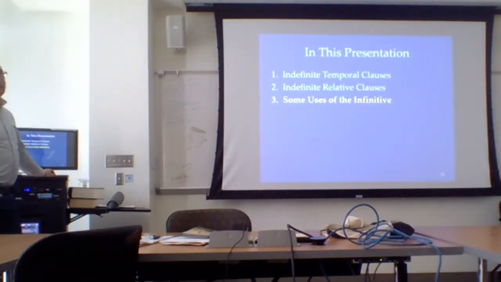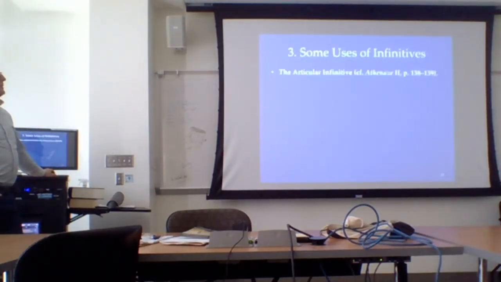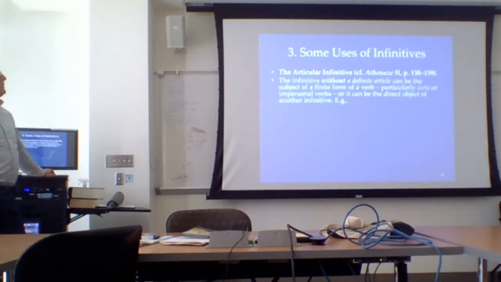Alright, the remaining part of this is some uses of the infinitive, which are pretty straightforward. The articular infinitive you're going to see in the next couple of chapters. It sounds fancy. It sounds like it should be something you'd learn about in human anatomy. But it's not that complicated. All it really means is the infinitive with an article, with a definite article accompanying it. With or without? Well, with, right?